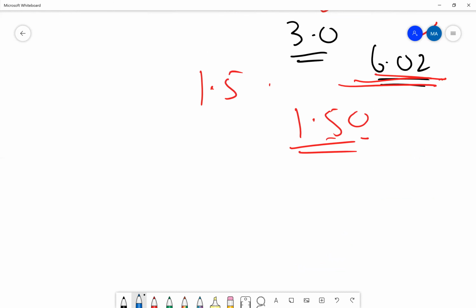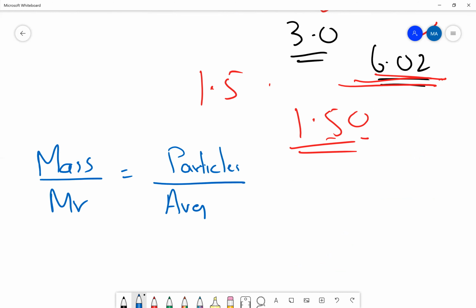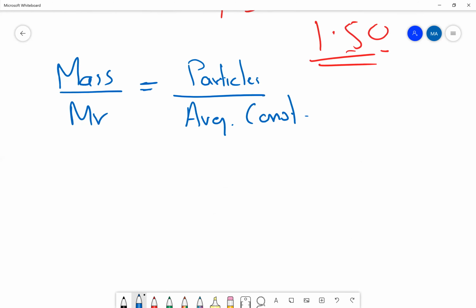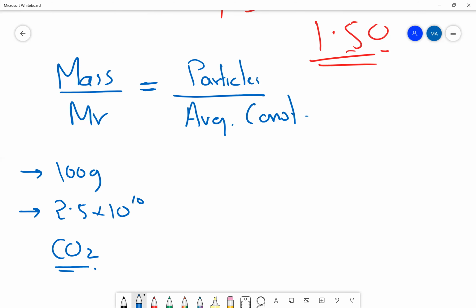Now we've studied 2 formulas, mass over mr, and let's write these formulas together. Mass over mr is equal to particles over Avogadro's constant. The interesting fact is that you can use both of these formulas together as well. This is why I've placed this equality sign here. Okay, if let's say a question gives you, for example, mass. If let's say you're given the mass of a compound that is 100 grams, you are given the particles that are 2.5 times 10 raised to the power of 10, and the compound is, for example, carbon dioxide here, and you're asked to find, okay, so everything is given, then let's do one thing, we leave out the MR, and you're asked to identify the compound.